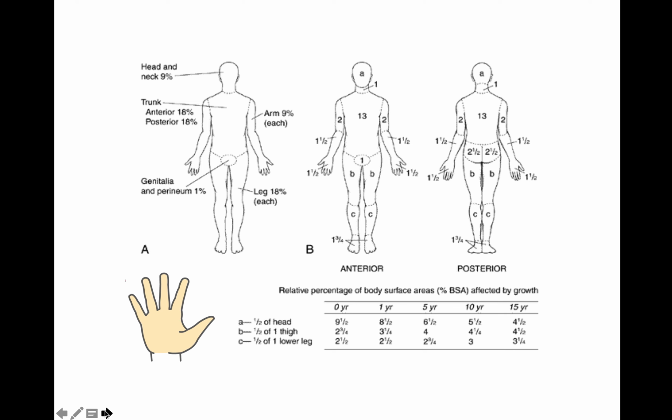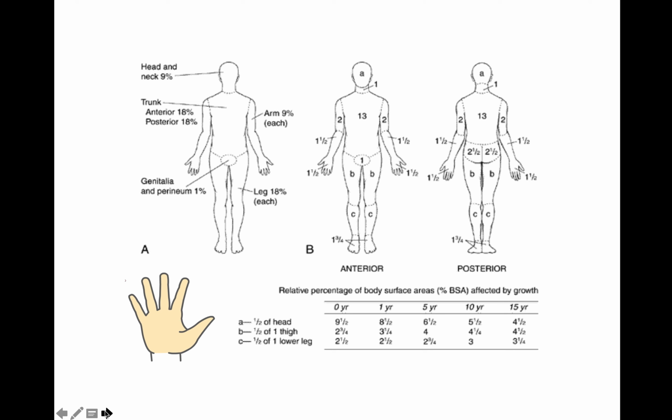The easy and generally well-known one is the rule of nines, seen on the top left, where the head and neck in an adult is 9, but in a child it's 18. The trunk, both anterior is 18 and then posterior is 18, each arm being 9, each leg being 18, and that would be 9 in the front, 9 in the back.